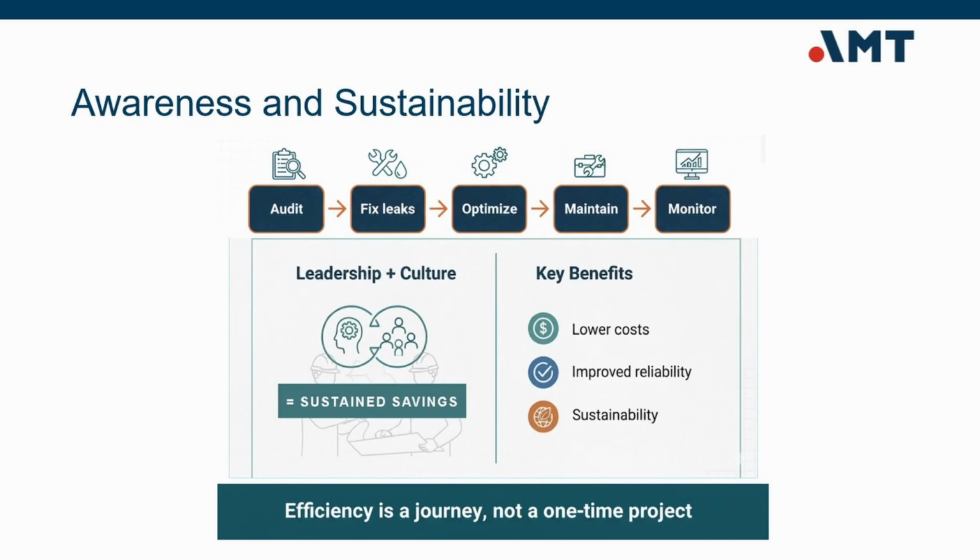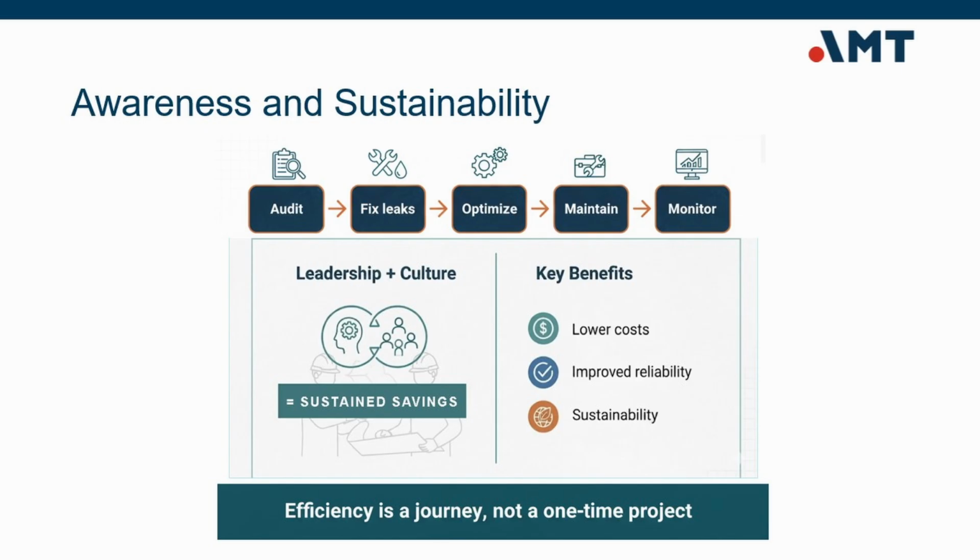At the top of the slide, you will see a simple progression: audit, fix leaks, optimize, maintain, monitor. That sequence represents the journey of continuous improvement. An audit identifies waste. Leak repair delivers quick wins. Optimization improves control and system design. Maintenance protects the performance. And monitoring ensures gains are sustained.